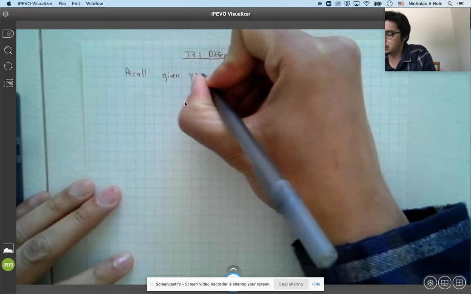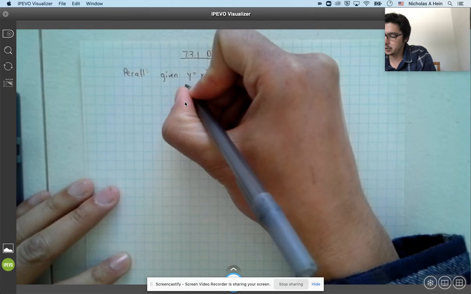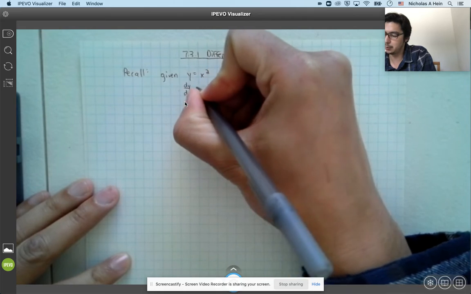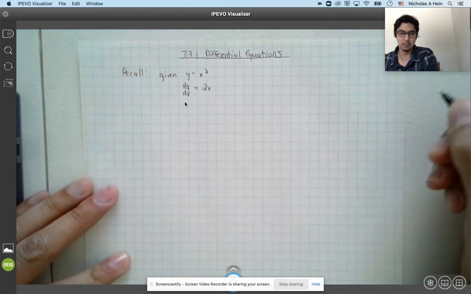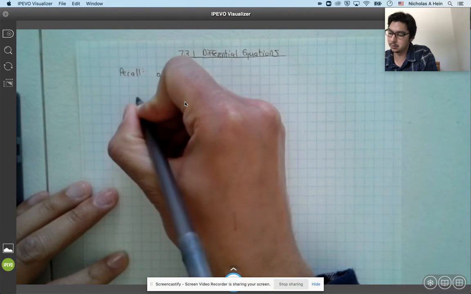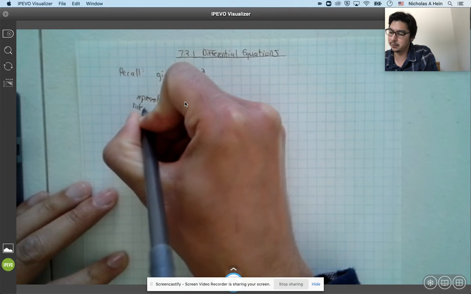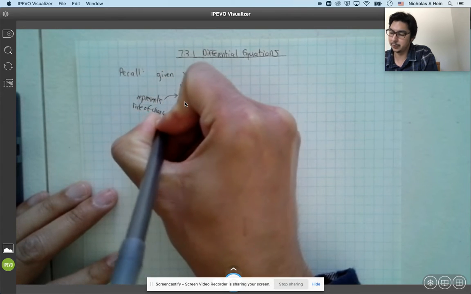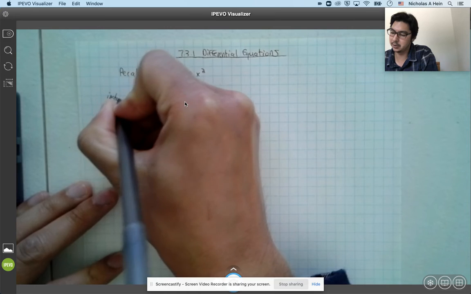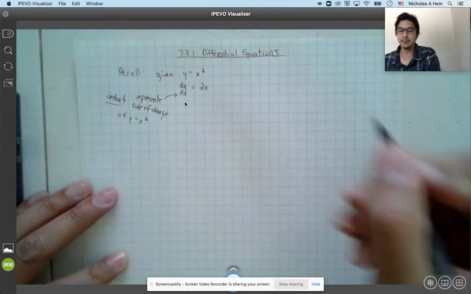function, say y equals x squared, what we were able to do is that we could differentiate each side, and we would say that dy dx is equal to 2x, right? And again, remember that dy dx represents the rate of change, and not even the rate of change, the instantaneous rate of change of the function y equals x squared.